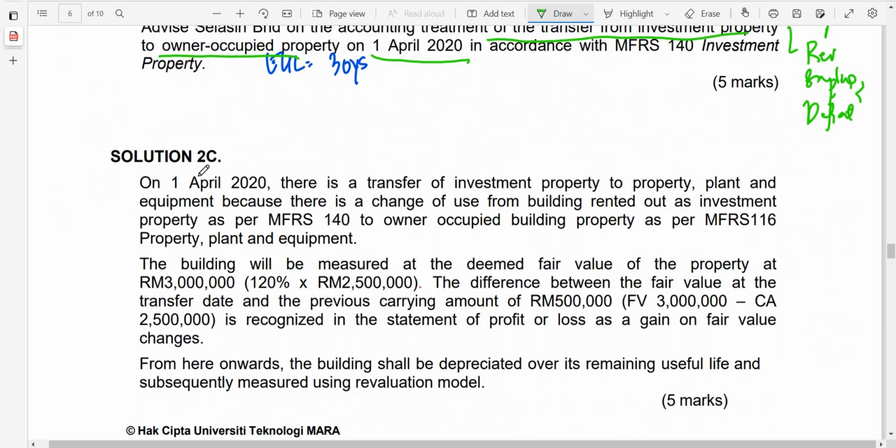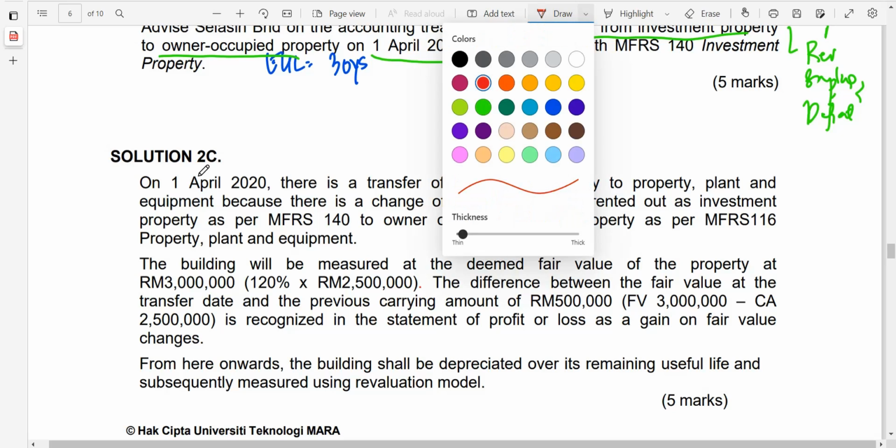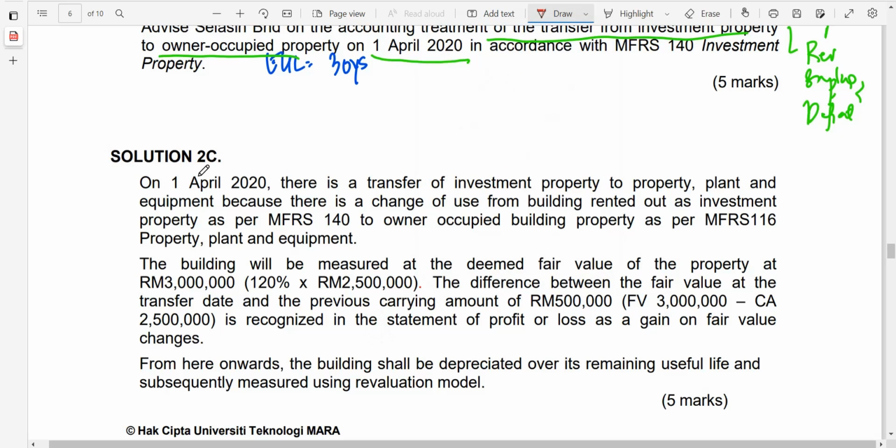1st of April, yes, number one is that you need to mention that there is a change of use. Change of use here means change in the use of the asset from property being rented out now to become owner occupied property. Building being rented out under MFRS 140 now becomes owner occupied property, because there is a transfer, and that was due to the change of use, and it is now starting from 1st of April going to be treated as MFRS 116 property, plant and equipment.